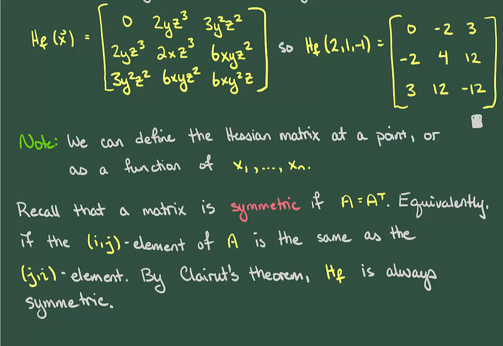We can see this firsthand in the examples at the top of the screen. The 1, 2 element is the same as the 2, 1 element, just as the 1, 3 element is the same as the 3, 1 element. And of course this applies to the 3, 2 and 2, 3 elements as well.